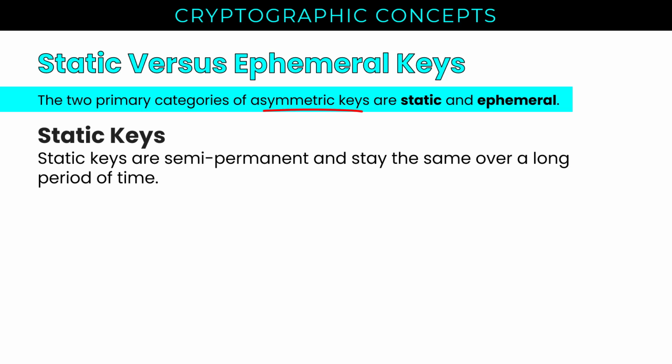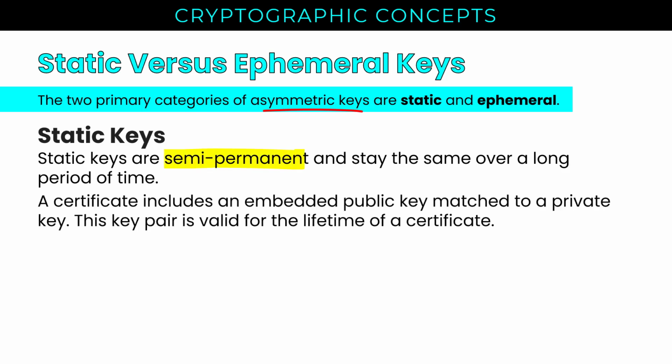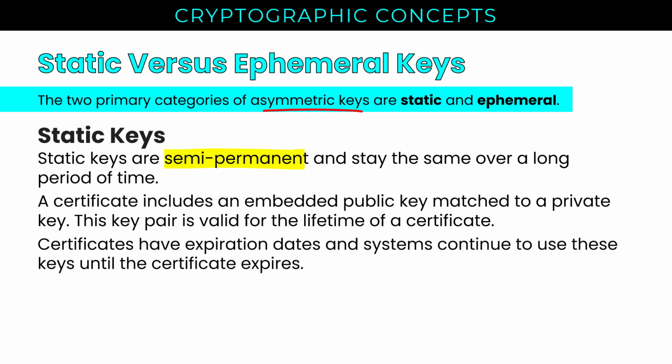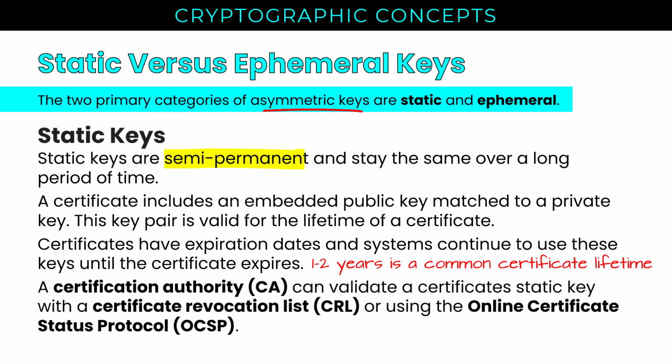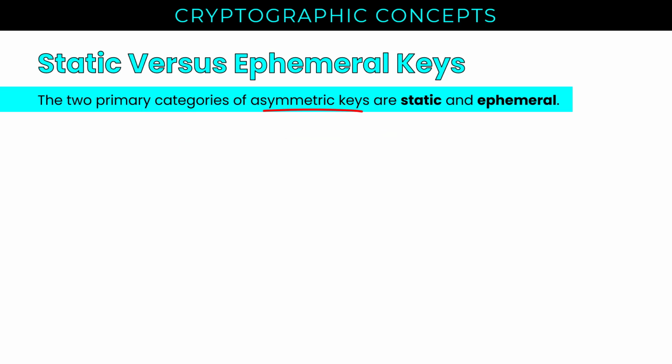The 2 primary categories of asymmetrical keys are static and ephemeral. Static keys are semi-permanent and they stay the same over a long period of time, is the key concept there. A certificate includes an embedded public key matched to a private key, and that key pair is valid for the lifetime of a certificate. Certificates have expiration dates and systems continue to use those keys until the certificate expires. 1 to 2 years is a common certificate lifetime for a client certificate. And a certification authority can validate a certificate static key with a certificate revocation list or using the online certificate status protocol. RSA uses static keys.